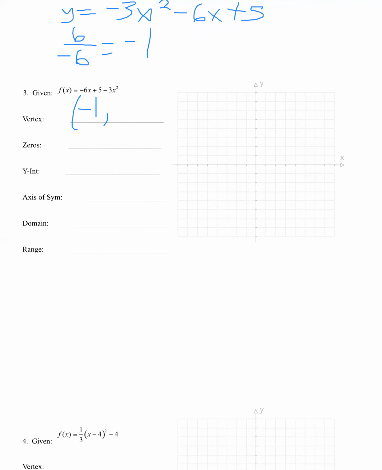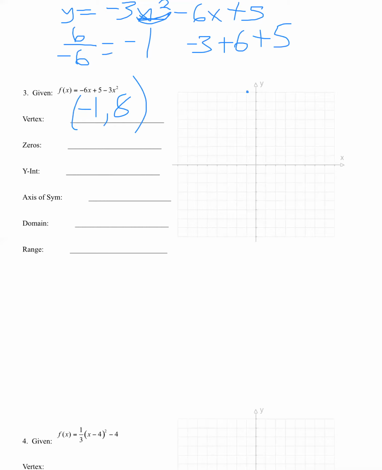Be careful when you take -1 and you plug it in right here. You're going to be doing -1 squared. So -1 times -1 is now +1. So when I plug that back in, I'm going to get a +1 there times -3. And then -6 times -1 is a +6 and then a +5. So that gets me 8. All right, -1, 8. Does my graph even go that? Oh, it does. Okay, good. All right, so I've got my vertex.